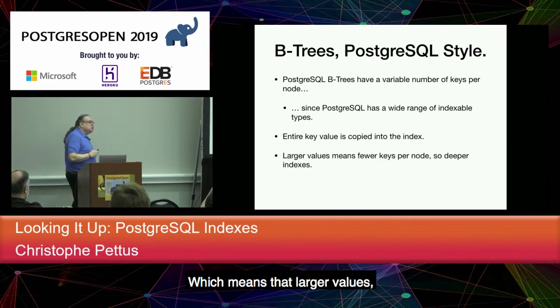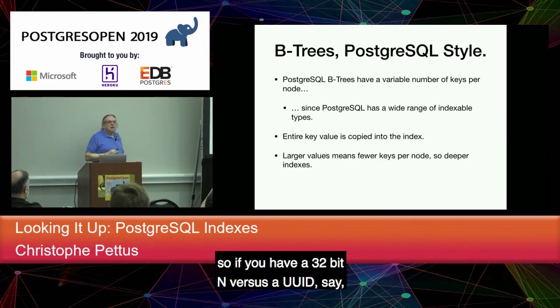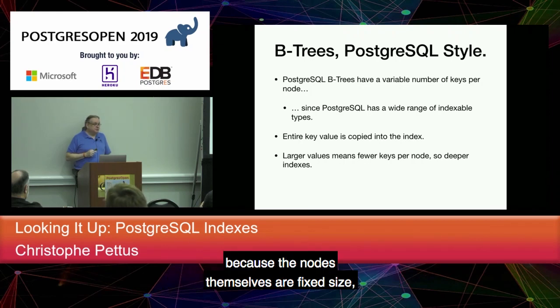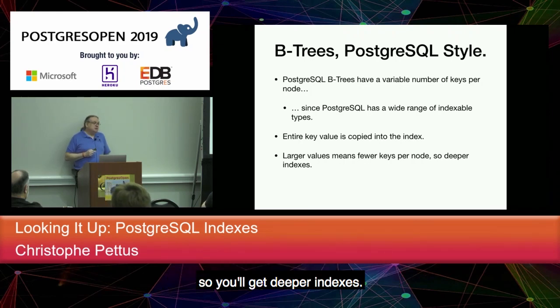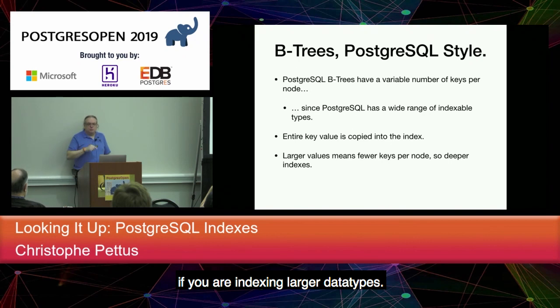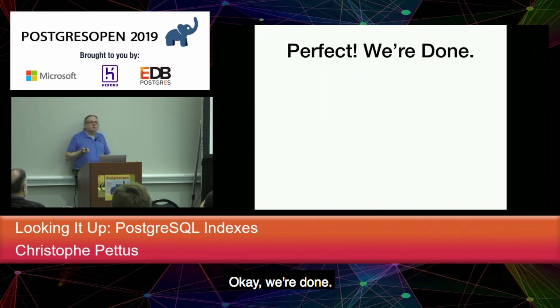Which means that larger values, if you have a 32-bit int versus a UUID, say, you'll have fewer keys possible per node because the nodes themselves are fixed size. So you'll get deeper indexes. So they will perform not quite as well if you are indexing larger data types. Okay, we're done. We've solved the indexing problem forever.